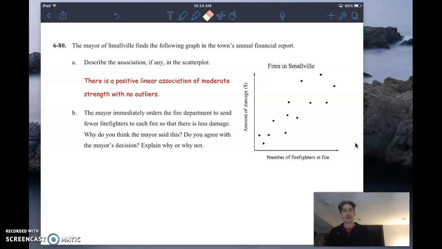Okay? Finally, in part B, it says the mayor immediately orders the fire department to send new firefighters to each fire so that there is less damage. Why do you think the mayor said this? Do you agree with the mayor's decision? Explain why or why not. Okay, so here we go. This is the root of what we're after today. Is the fact that there's a relationship implying that there's one variable causing the other? Okay, so let's take a peek at this data and maybe do so in a little bit more depth.